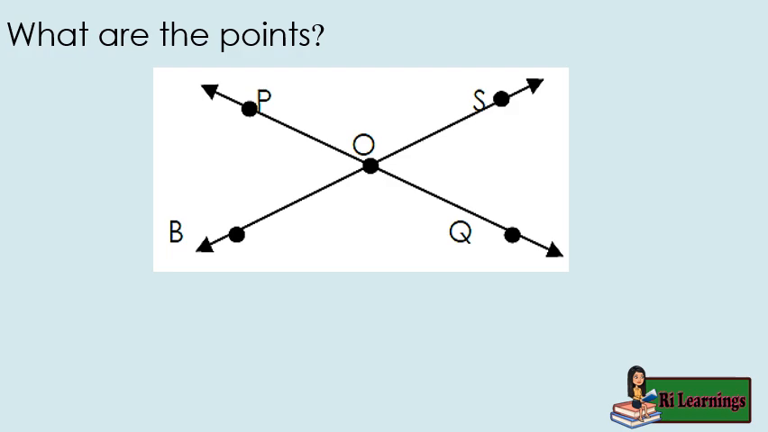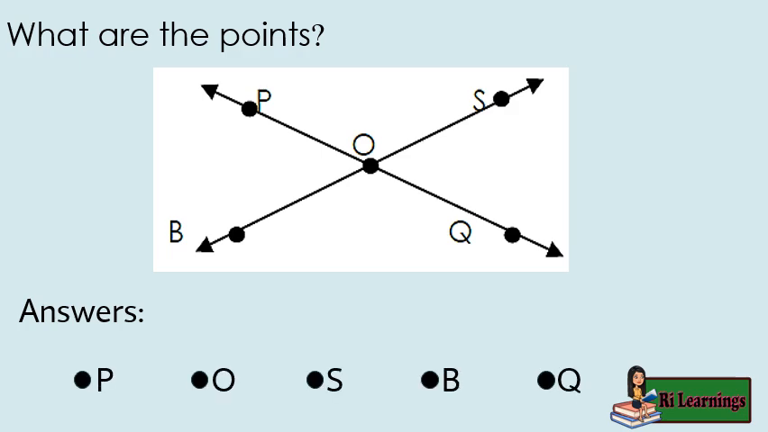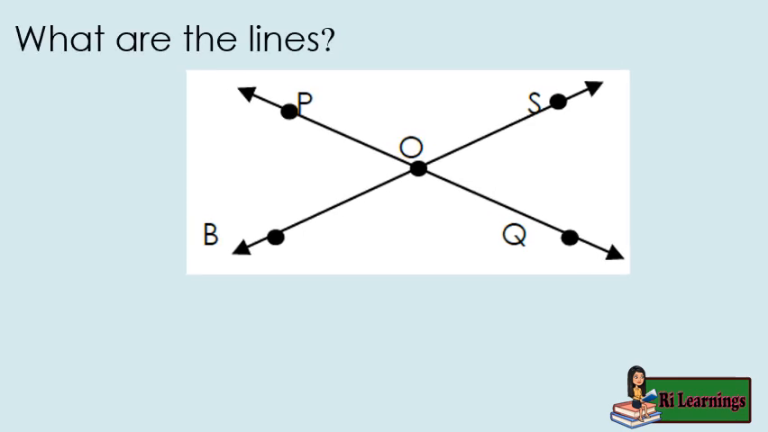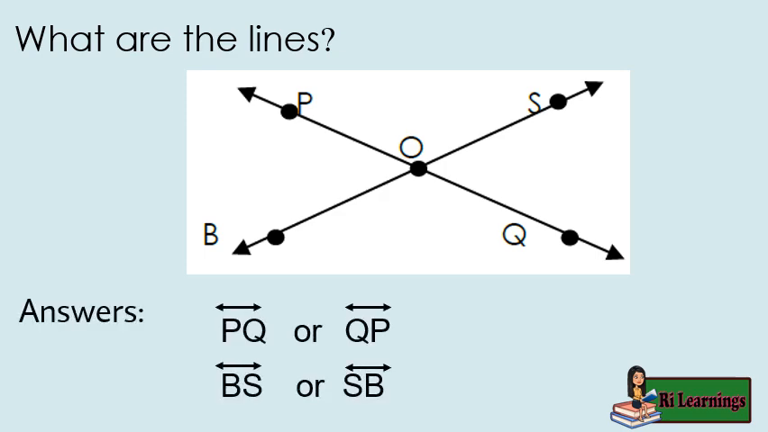What are the points in the figure below? Point P, point O, point S, point B, point Q. What are the lines in the figure below? Lines PQ and BS are extended indefinitely on both ends, which are represented by arrows at both ends. Hence we get line PQ or QP and line BS or SB.